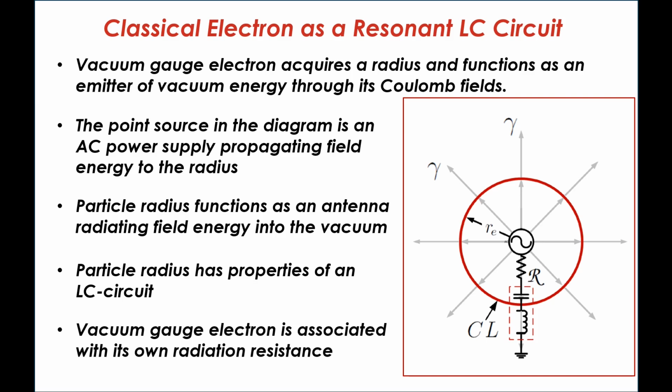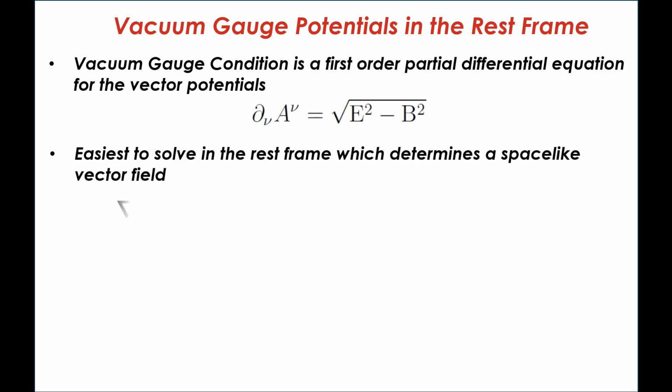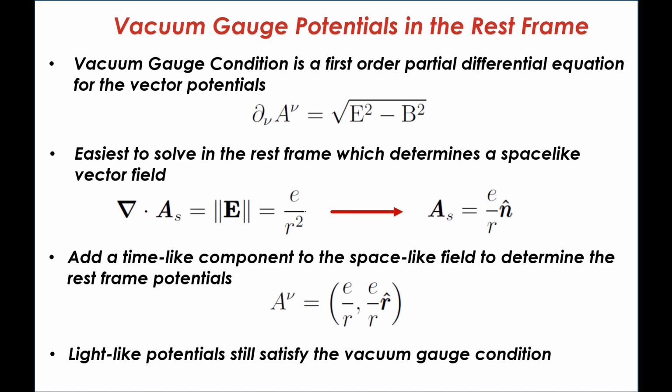Now let's see if we can write out the physics of our theory using vacuum gauge potentials. To do this, we begin with the vacuum gauge condition, which is a first-order partial differential equation for the potentials. In the rest frame, the vacuum gauge condition simplifies, and we easily solve for the space-like vector field A sub s. Now let's add the norm of our space-like field to the time component and derive the set of light-like vacuum gauge potentials in the rest frame. It's easy to check that this set of potentials still satisfies the vacuum gauge condition.